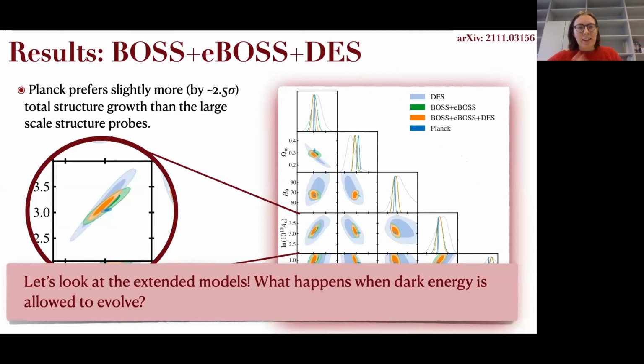We saw that Planck prefers slightly more total structure growth and that this is maybe related to dark energy somehow. One important note is that dark energy density is not a parameter that any of our probes measure well, and therefore we wouldn't be able to see tensions even if they were there, because we can only measure tension in something that we can constrain. Nevertheless, we know that we do assume a lot about dark energy. For example, we assume that it's constant in lambda CDM. So let's look at what happens when we do not assume that, when dark energy is allowed to evolve and the equation of state parameter w is not fixed to -1.